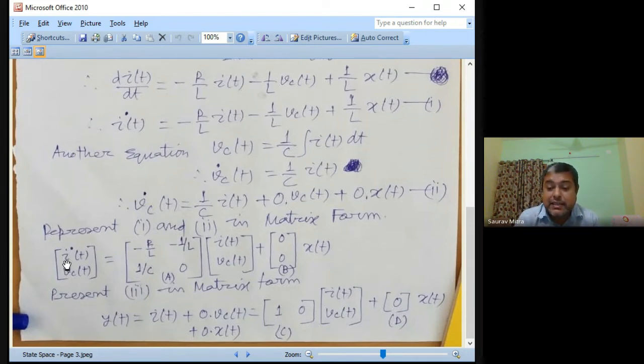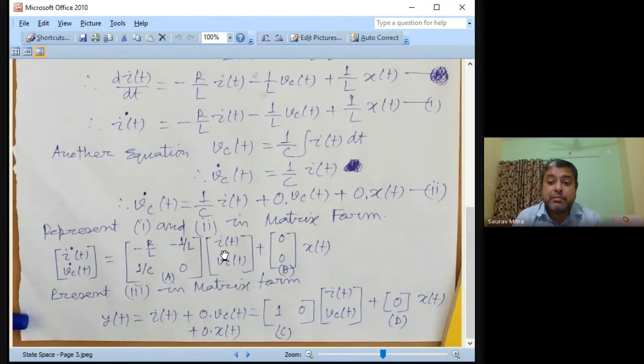So here in this case there are two state variables. This is a very important thing. This is called a state variable matrix. And what is the dimension? There are two state variables. The dimension of the state variable matrix will be n cross 1, where n is the number of state variables.